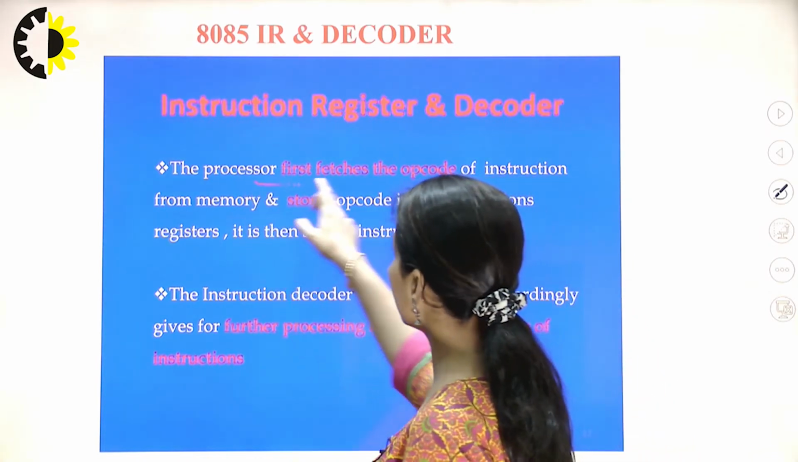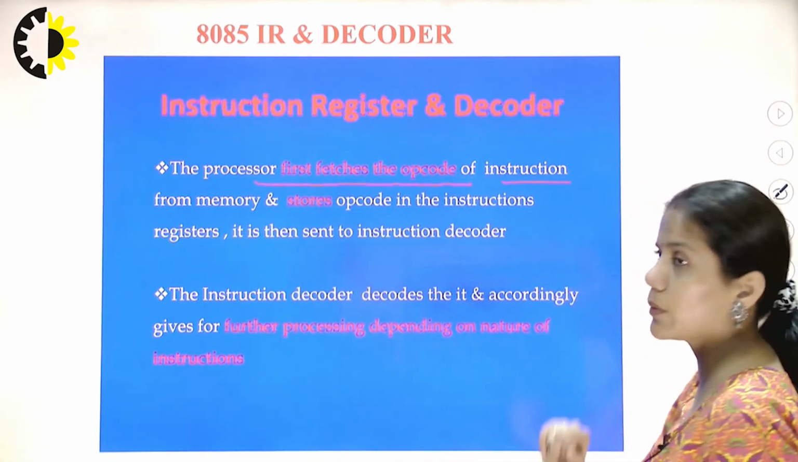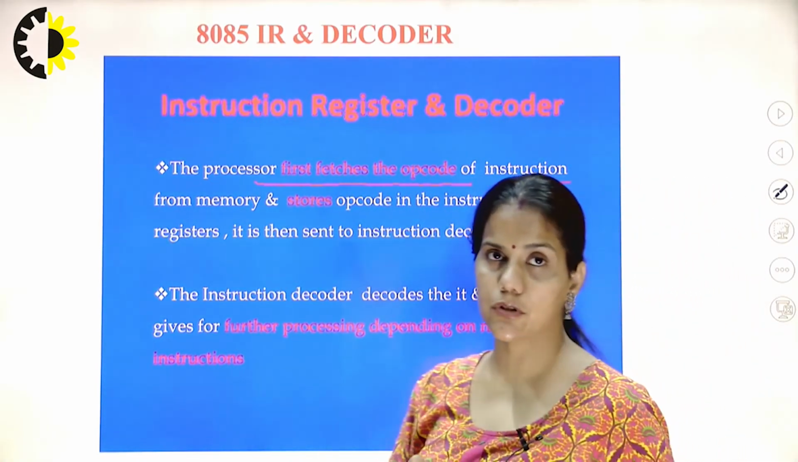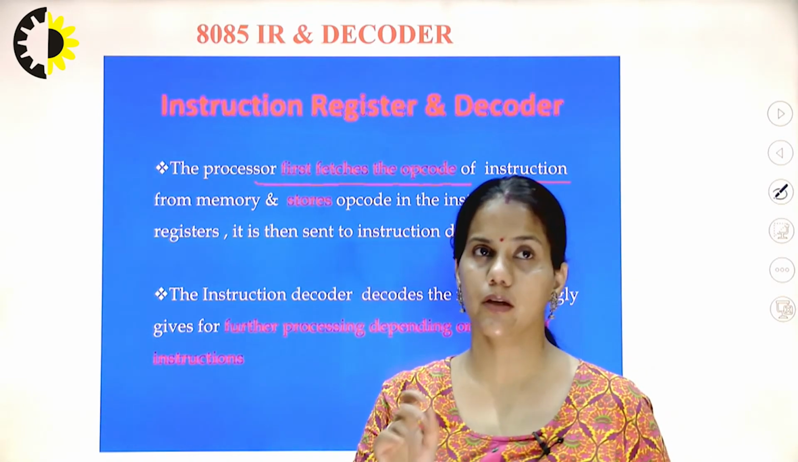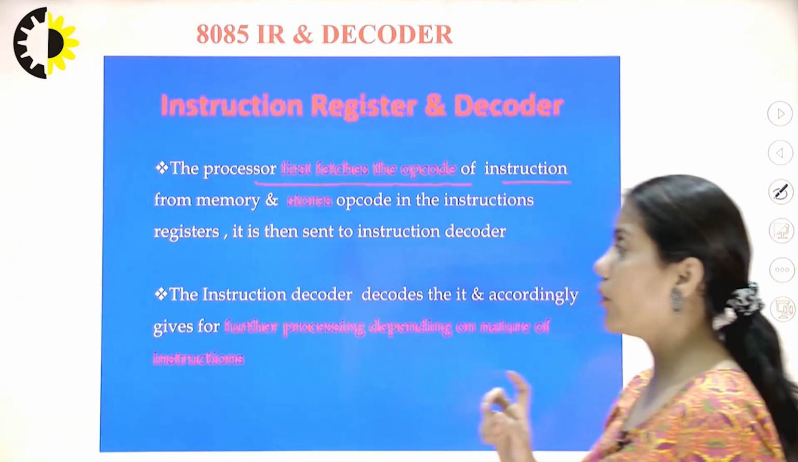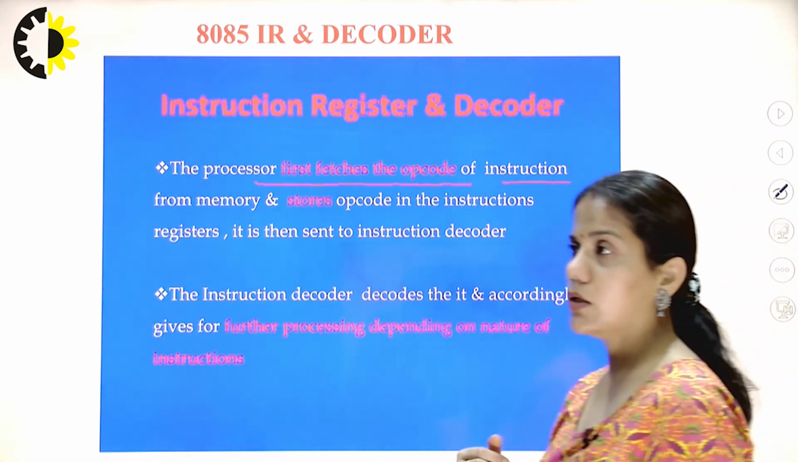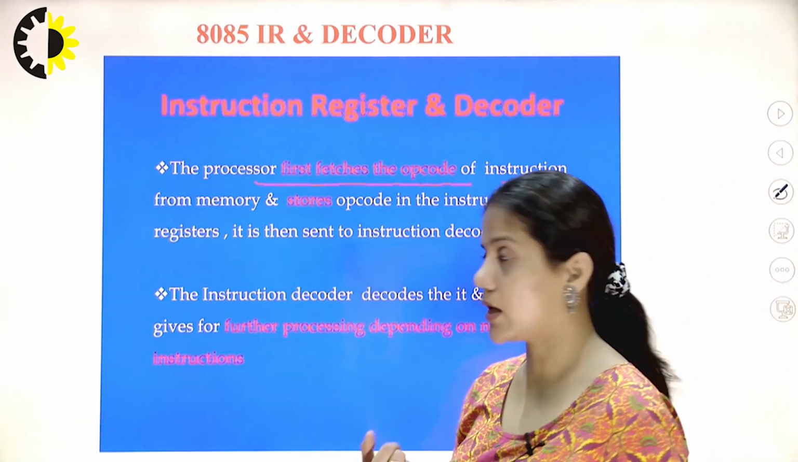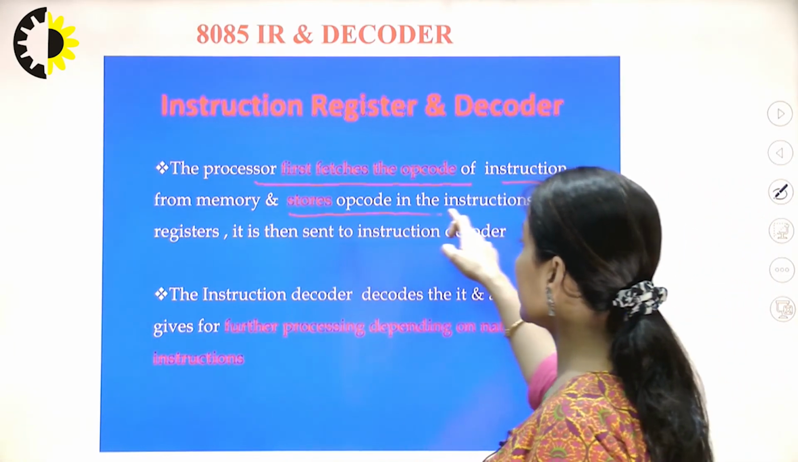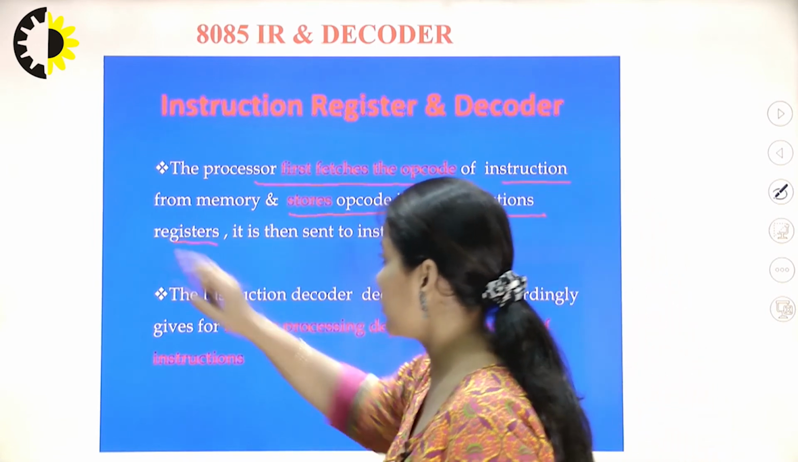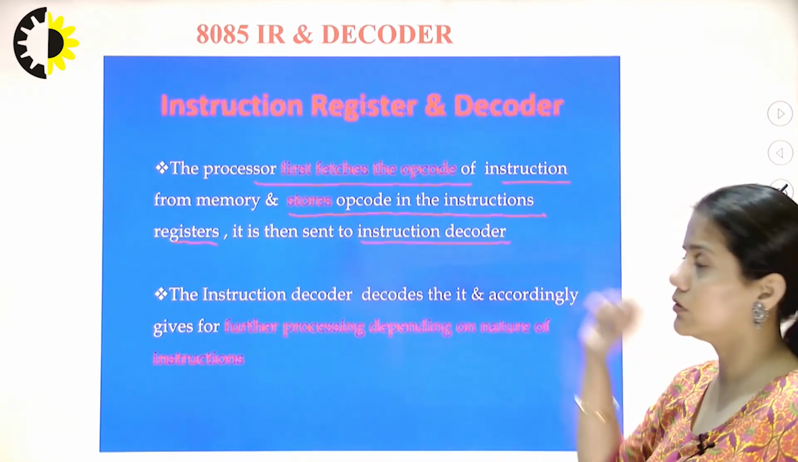The processor first fetches the opcode of the instruction from the memory. This is the first and foremost step during execution of any instruction. So first of all, opcode is fetched from the memory, that is the opcode fetch machine cycle is executed. And then it stores the opcode in the instruction register. It is then sent to the instruction decoder.